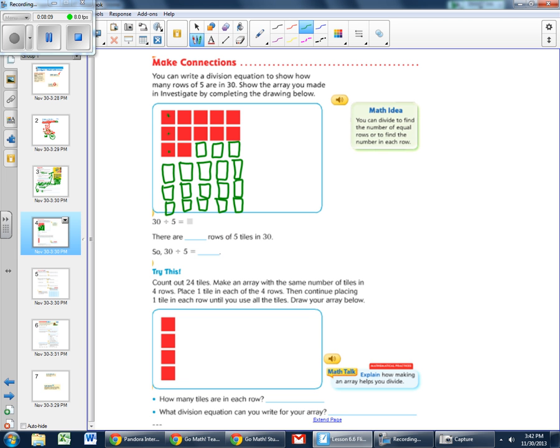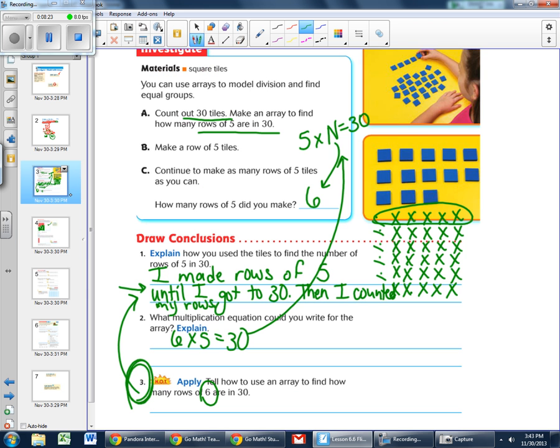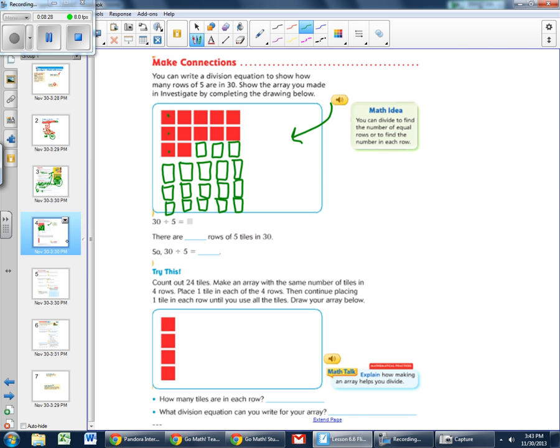And that's all it's asking me to do. It's asking you to show the array you made in the investigate part, which is on the page before, to complete the drawing below. Okay? So all I did was I drew what I had. What I drew right here is what it wants me to finish and show right here. Because again, I'm drawing using those square tiles.